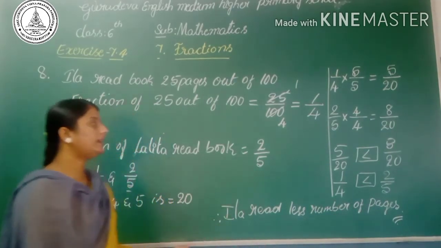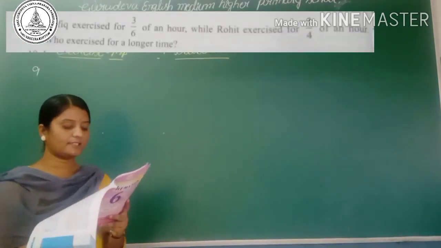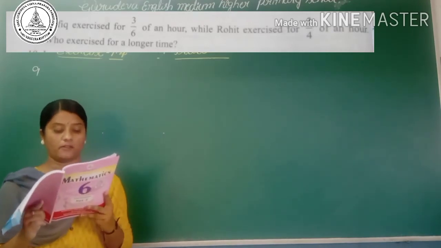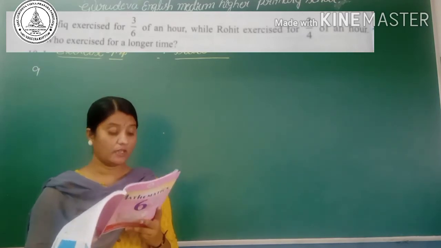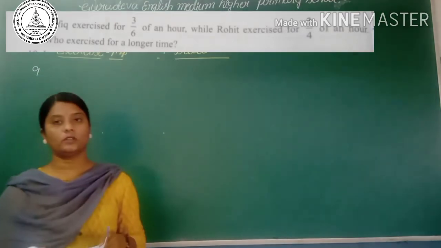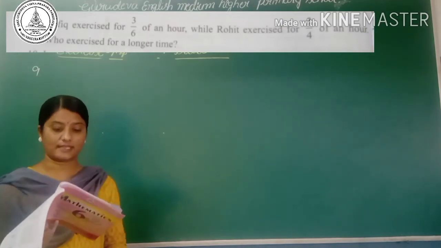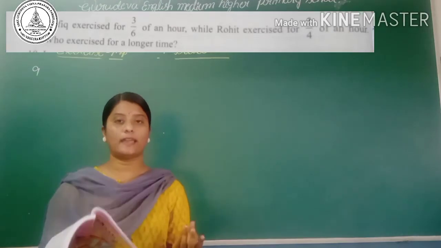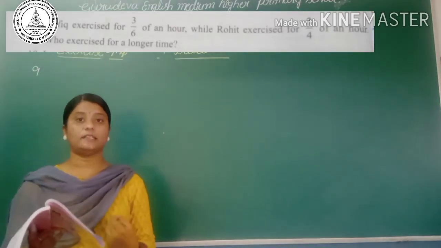Okay. Yes. Then let's go to the ninth question. The ninth question is: Rafiq exercises for 3 by 6 of an hour, while Rohit exercises for 3 by 4 of an hour. Who exercises for a longer time? So here they are given the fraction of Rafiq's exercise and the fraction of Rohit's exercise. So we have to check who exercises for the longer time, meaning which fraction is greater here.